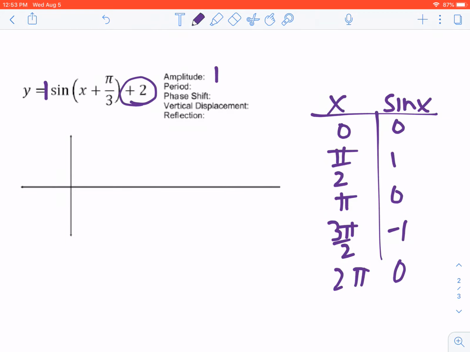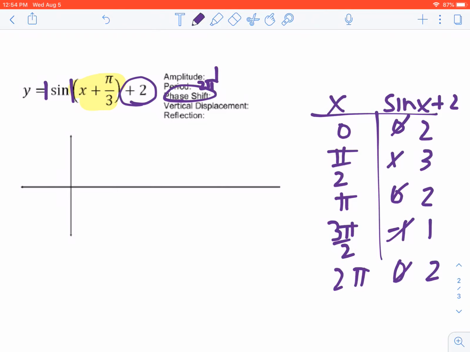Plus 2 is also on the outside. So all I have to do is add 2 to each of those values. But here's what's new in this problem. We have an x plus pi over 3. So since there is no b, your b is 1, my period is still going to be 2 pi. But I do have a phase shift.